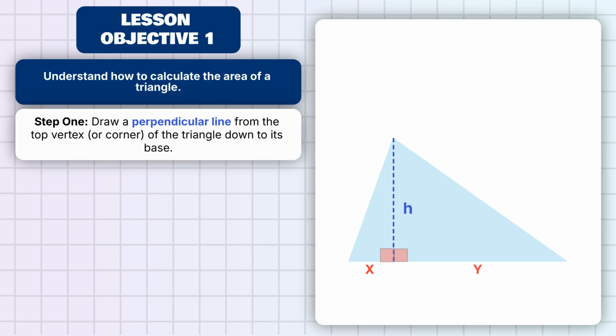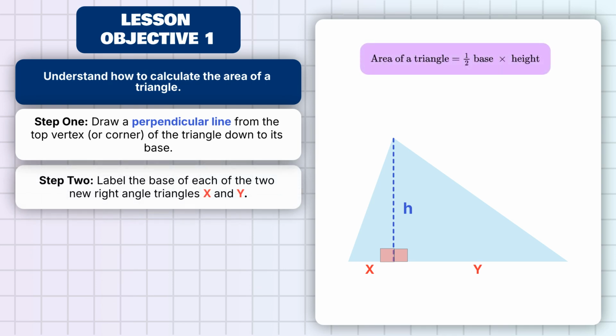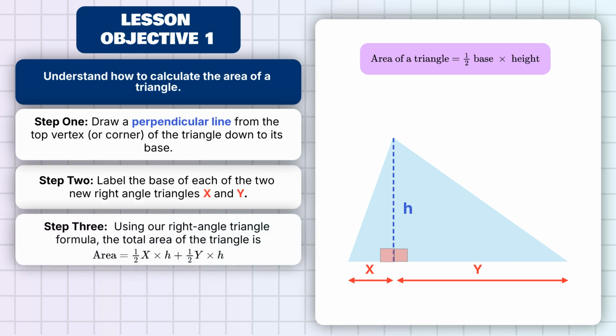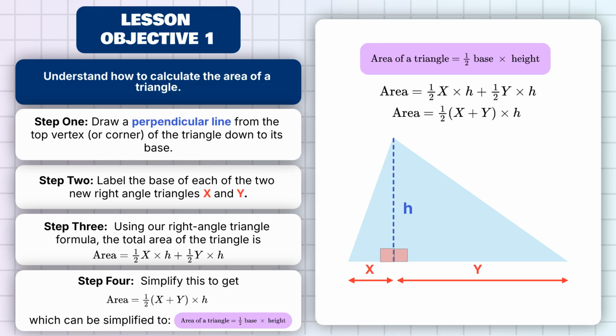We can use the same area formula we worked out for the right-angled triangle and adapt it for a more general triangle. The formula for the area of a right-angled triangle was half base times the height. So now let's think about how we can find the area of the two right-angled triangles we have here. For triangle 1, the base is X. For triangle 2, the base is Y. The height for both of them is H. Therefore, the total area of the entire triangle can be written as half X times H plus half Y times H. We can simplify this to area equals half (X plus Y) times H.